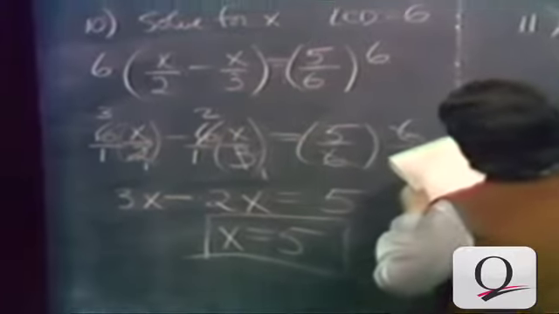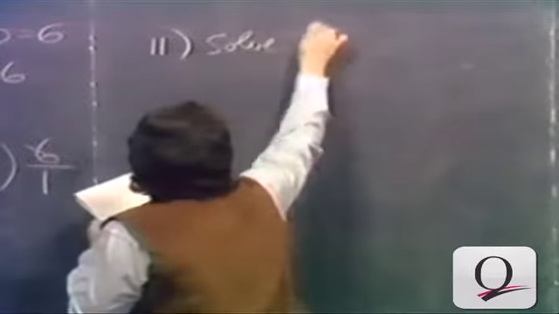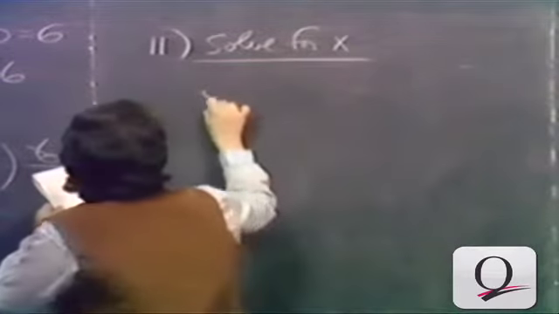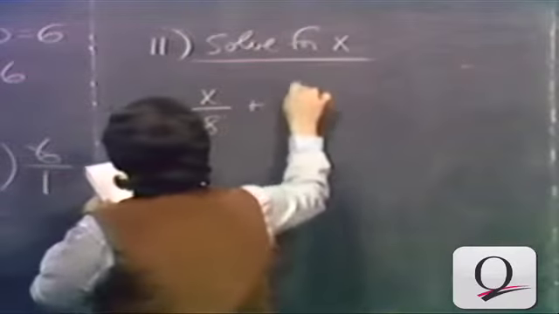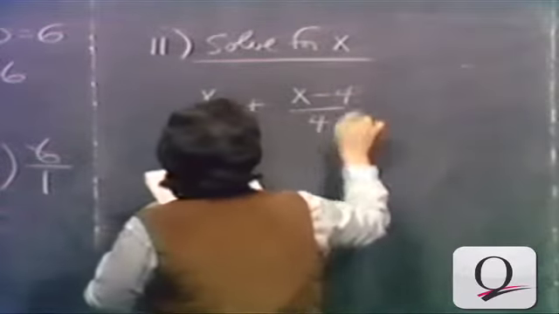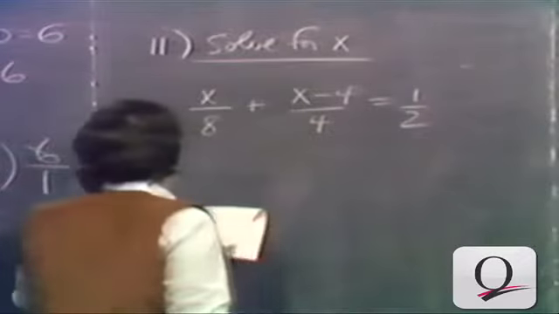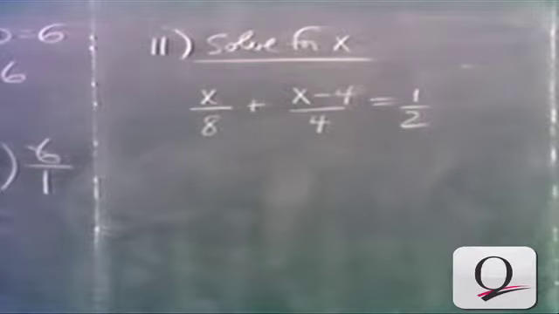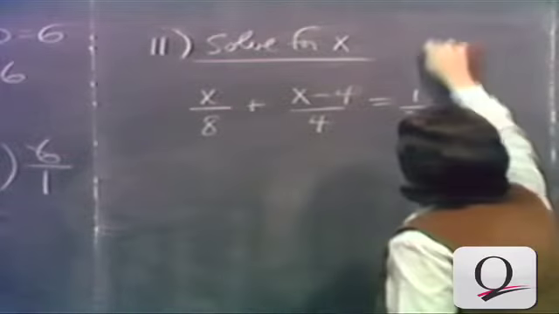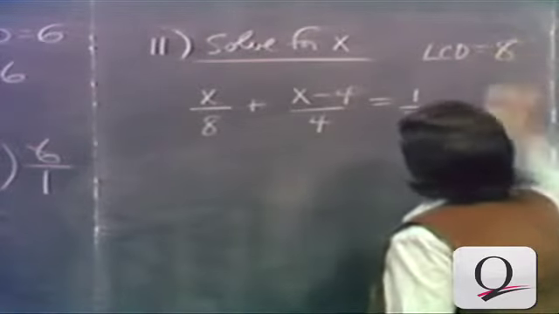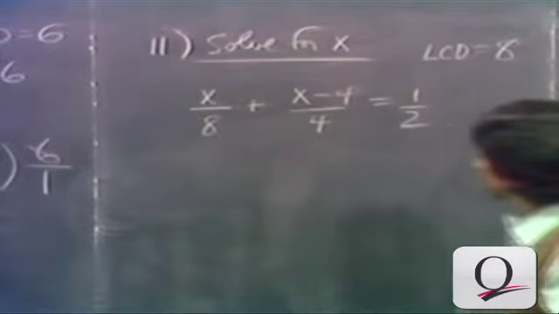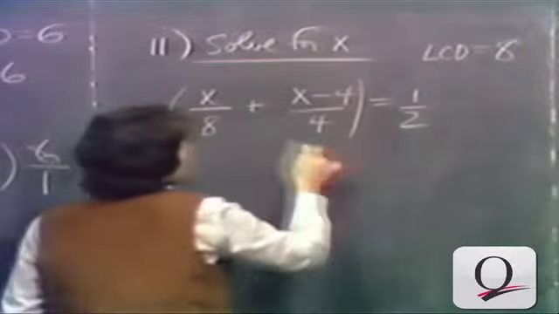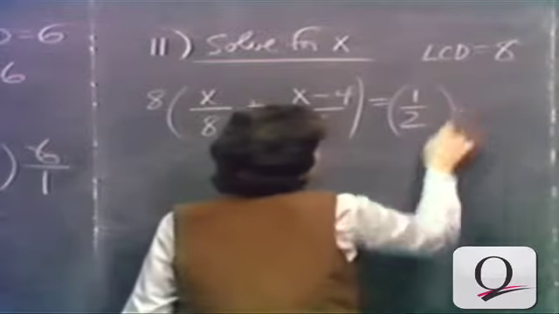In problem number 11, solve for x. x over 8 plus x minus 4 over 4 equals 1/2. The LCD in this problem is also fairly simple to get. It's simply 8. And we're going to multiply both sides of the equation by 8, the left side and the right side.